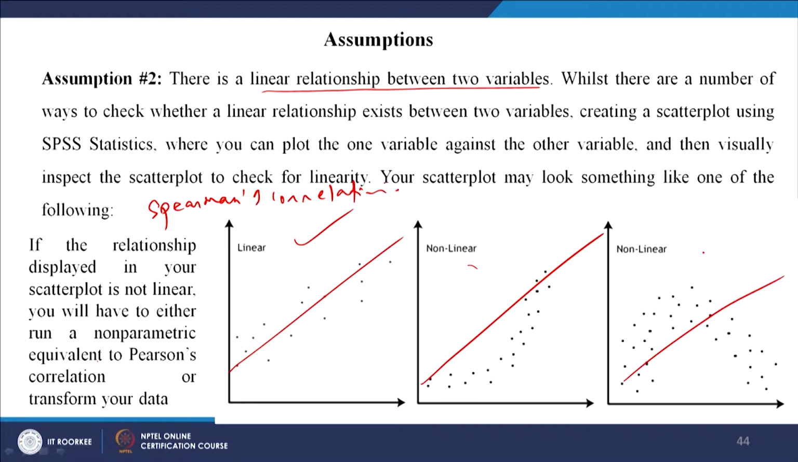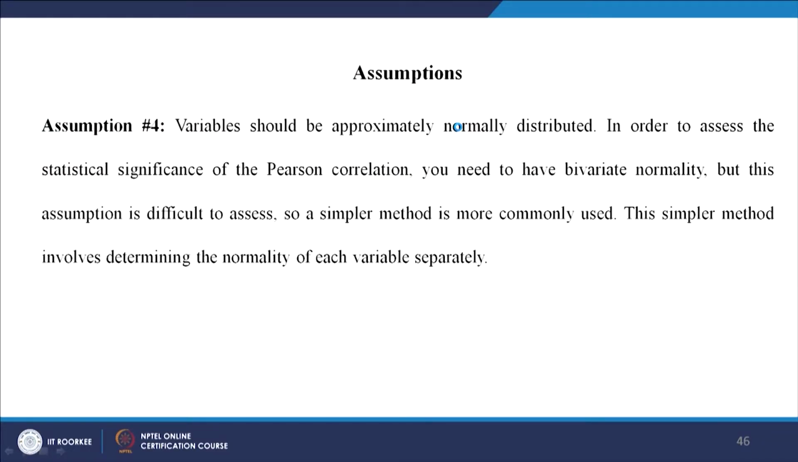Or you have to transform your data and convert it into normally distributed data. If it is non-normal, you have to convert it to normally distributed data. And if the data is normally distributed, the chances are very fair that it will follow a linear pattern, okay. The third assumption is no significant outlier should be there, okay. If there is an outlier, it will distort the entire situation, okay. Fourth, the variables should be approximately normally distributed in order to assess the statistical significance of the correlation.